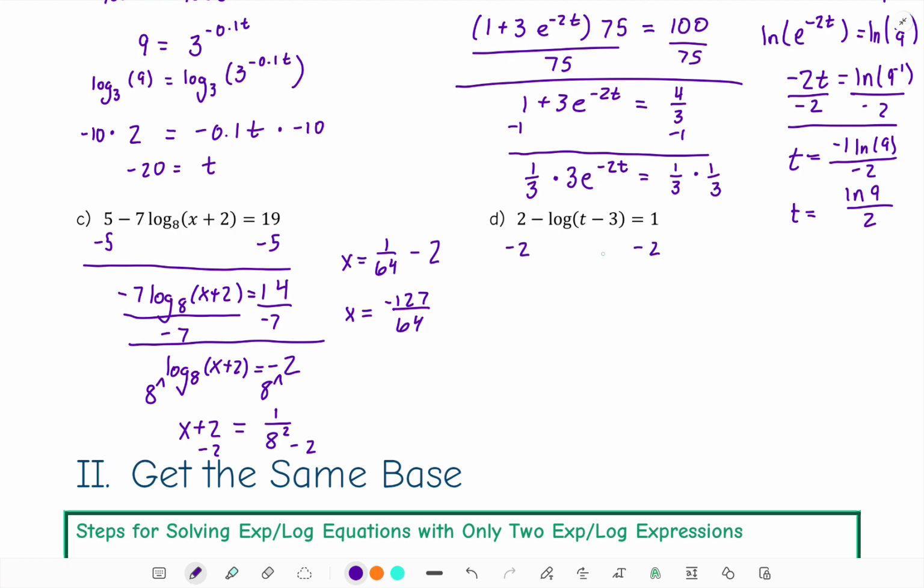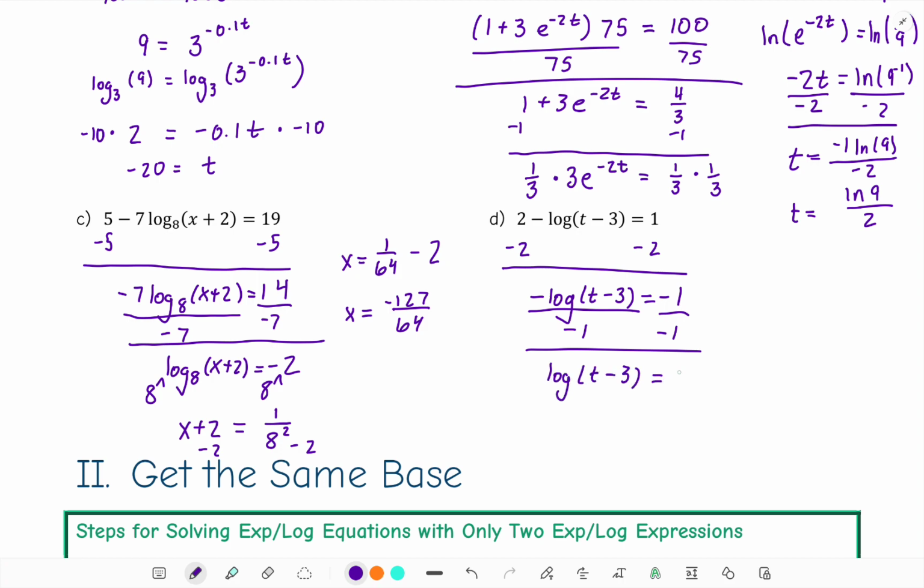Subtract 2, subtract 2. Don't forget, when you subtract the 2, it only cancels out the 2, not the negative sign in front of the log. So we'd have to divide by that negative 1 to get rid of that negative sign, or multiply by negative 1, whichever you prefer. Now, the base here, remember, if it's not written, it's assumed to be 10. So I'm going to 10 it up on both sides.